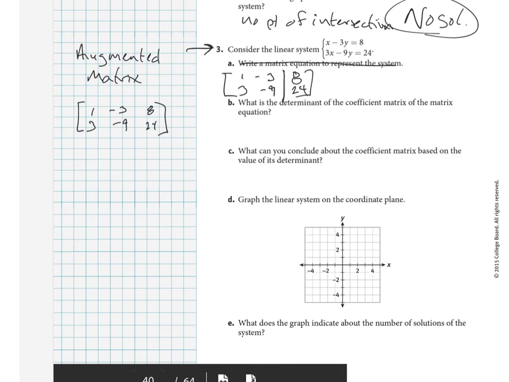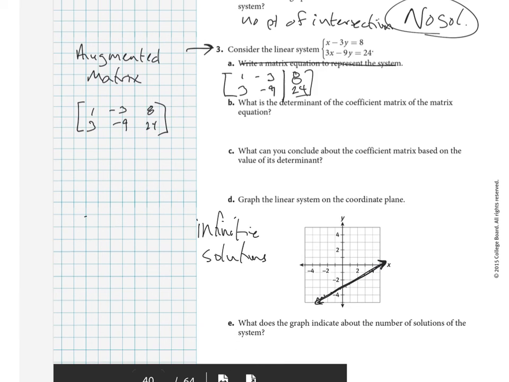Now, if we were to graph this system, these two equations, we would find that one line is directly on top of the other line. So these lines coincide. So in this case, this would have infinite solutions, because that means every single point is a point of intersection.